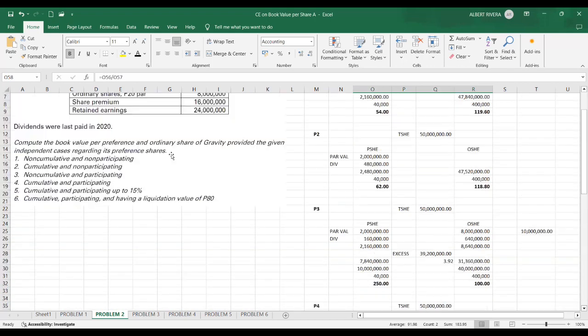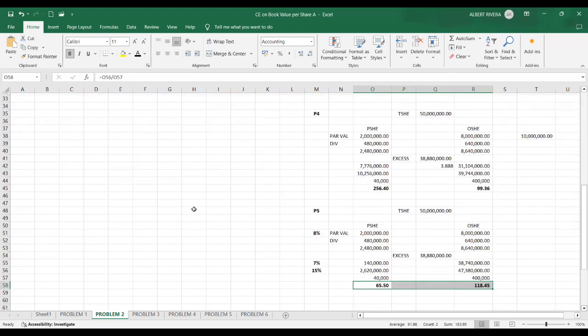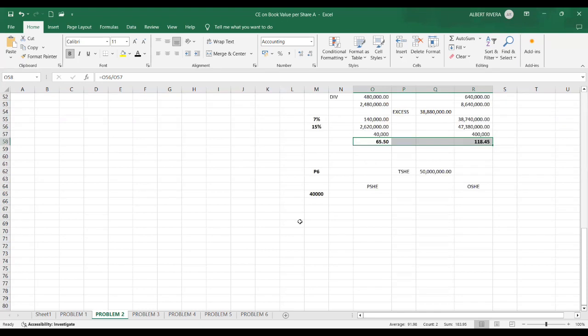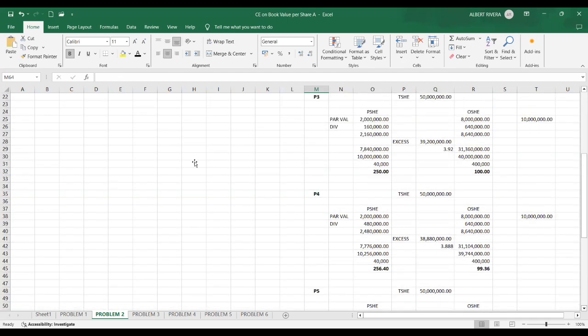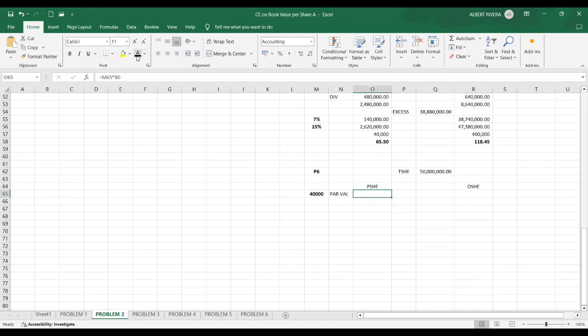In problem 6, scenario 6, cumulative participating and have a liquidation value of 80. Okay? And have a liquidation value of 80. So, merong liquidation value. So, provide the liquidation value. Ilan na nga ang shares niya outstanding? So, that is 40,000, di ba? Times the liquidation value of 80. Okay? So, this is the liquidation value, 80. So, 40,000 times 80. So, that would be 3.2 million pesos.